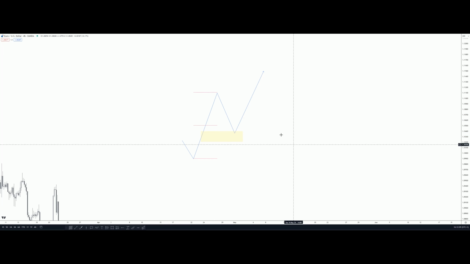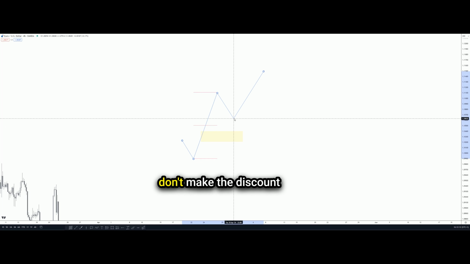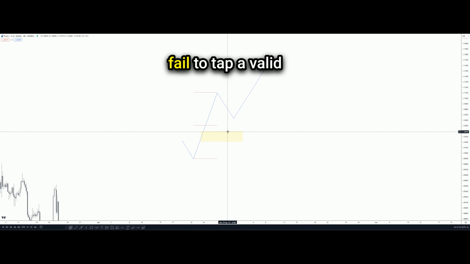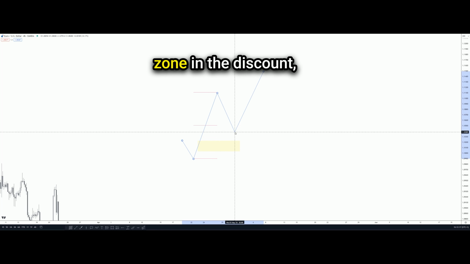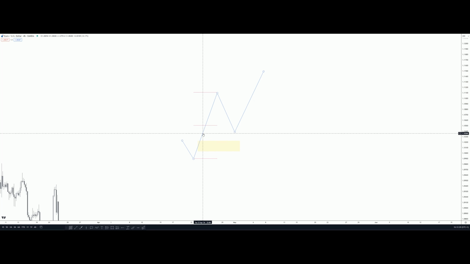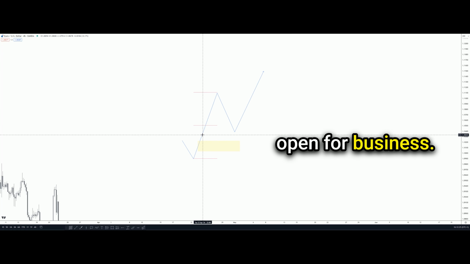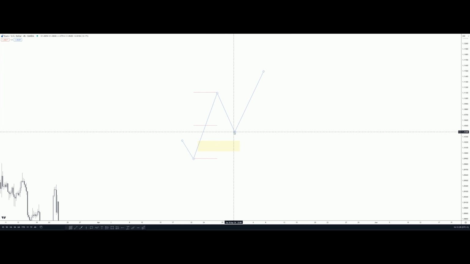Now, if we either don't make the discount or we fail to tap a valid zone in the discount, this area here below that low is open for business. The valid zones in this discount that price did not tap are open for business, and in the future, at some point, don't know when, if price comes back to this area, we can expect that there will be some sort of reaction to a zone in here. Okay, a strong reaction worthy of a trade.